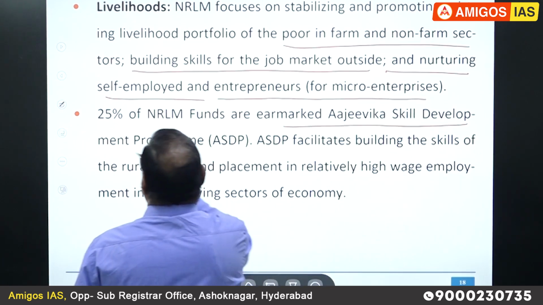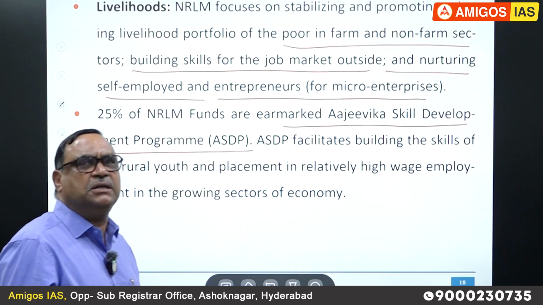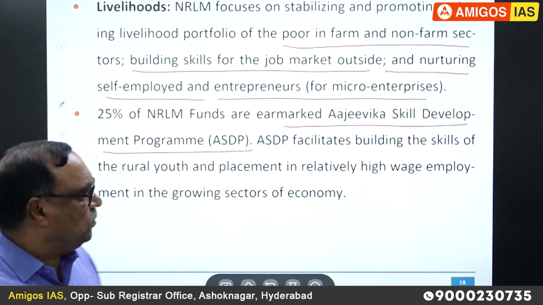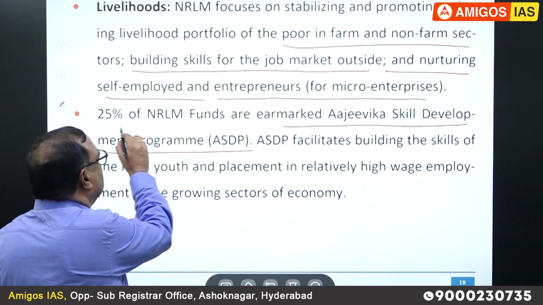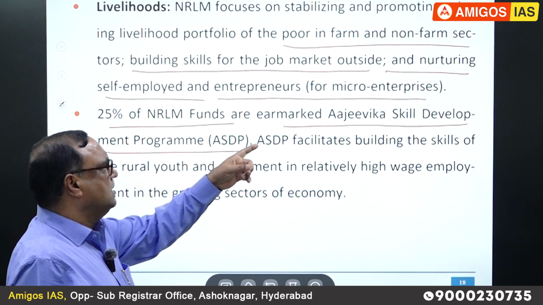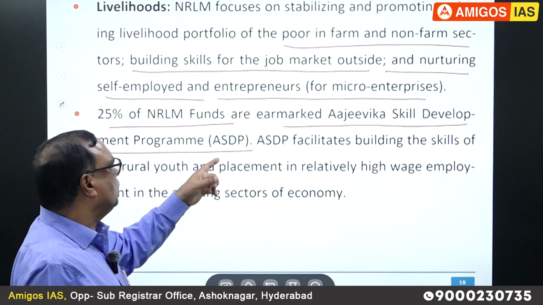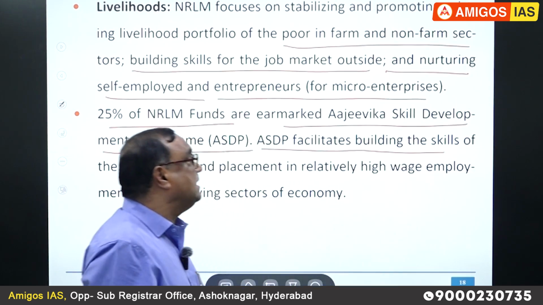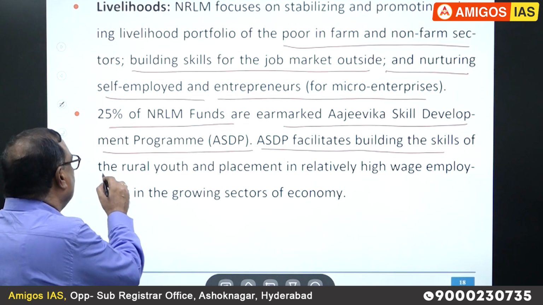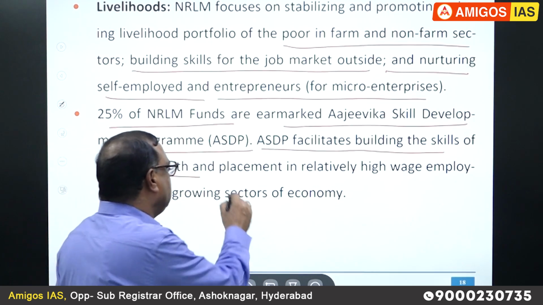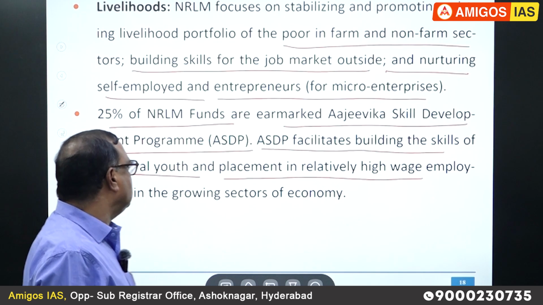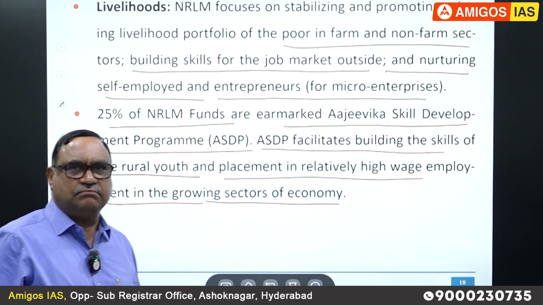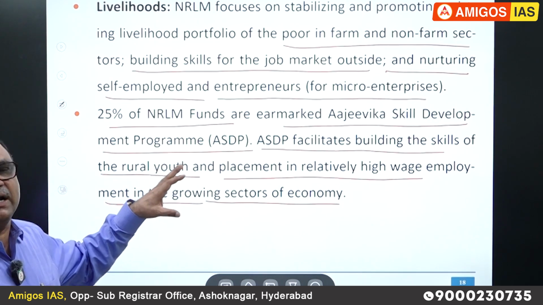for the Ajivika skill development program. I told you in the beginning that NRLM was also known as Ajivika. So around 25% of the NRLM funds are earmarked for the Ajivika skill development program. That means Ajivika skill development program facilitates building the skills of the rural youth and placement in relatively high wage employment in the growing sectors of the economy. This is again a very important point related to NRLM.